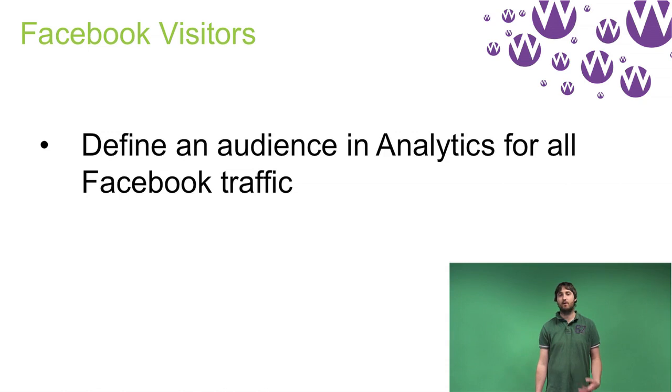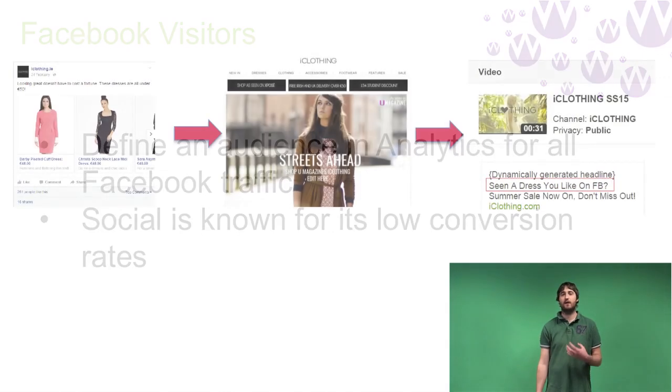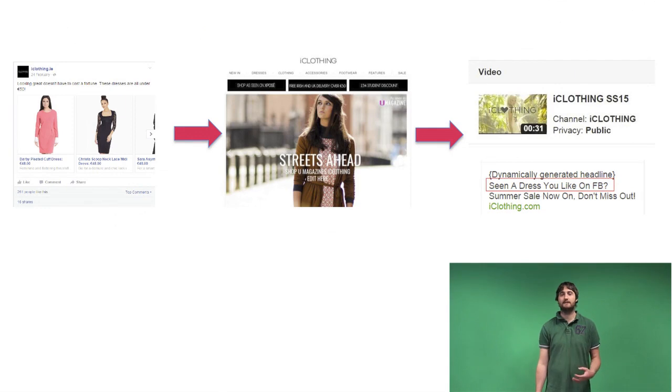But I suppose we're all aware that social drives lots and lots of great traffic, but they aren't actively searching for us, so social is known for its lower conversion rate. So what I'm going to talk to you about now is a case study for one of our clients, iClothing. We're operating a number of Facebook campaigns, and in this example we're looking at a Facebook multi-product ad. A multi-product ad is an ad that has, as it says on the tin, a number of different products in it. So we have 5 different images, and then we're driving that traffic through to the website.